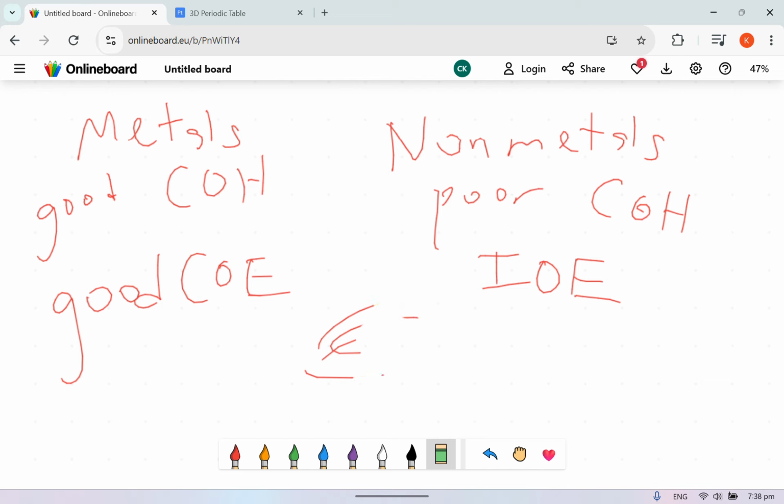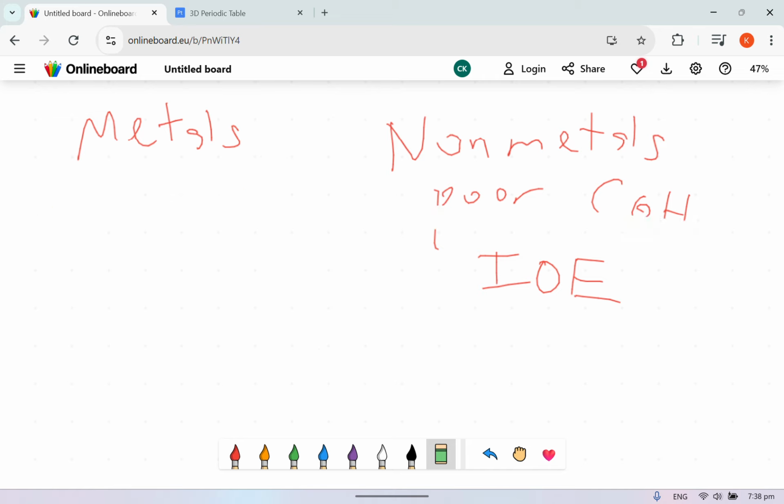Electricity, same thing. Good conductor of electricity, insulator of electricity. Insulator basically just means poor conductor of electricity. Please don't say trash conductor of heat, trash conductor of electricity. That's wrong. Okay, now next thing.